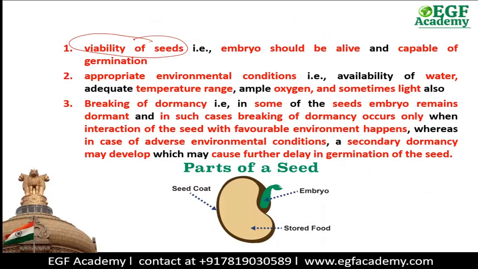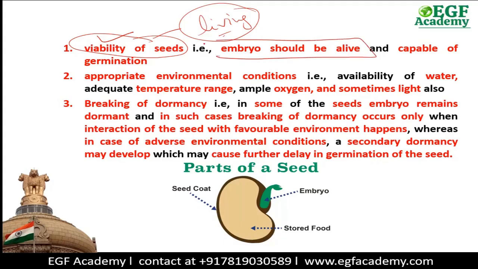First of all, viability of seeds. Whatever seed we are planting, we try to grow it. That seed must be viable. It means that it should be alive. Because if we keep a seed for a long time, there is a possibility that it can lose its viability. It means it can become dead. So for seed germination, we cannot use a dead seed. There should be viability in it. The seed's embryo should be alive and it should be capable of germination. So this is the first condition.